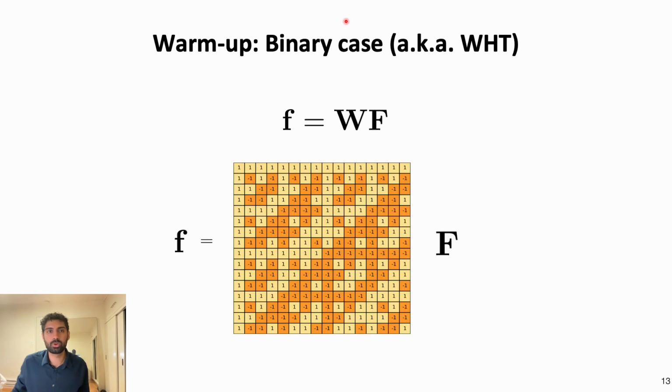As a warm-up now, we're going to consider a binary case, that is a sequence of alphabet size 2. You can think of this as a sequence of +1s and -1s. In that case, the Fourier transform that we're considering, this matrix W, actually turns out to just be the Hadamard matrix, which you may have seen in other applications before. And this type of transform is sometimes called a Walsh-Hadamard transform.